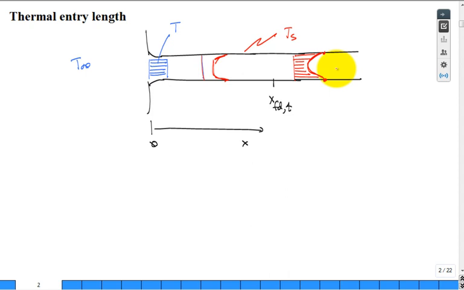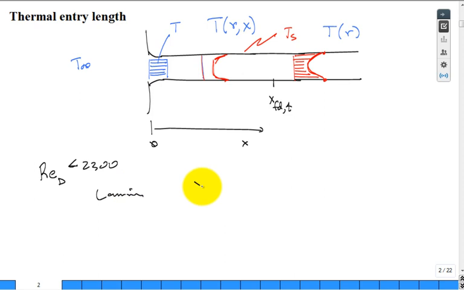So after this region, or length, the temperature is only a function of r. And before it, the temperature is a function of r as well as distance. It's developing. So what are our equations? Well, if the Reynolds number, based on the diameter, is less than 2300, we expect the flow to be laminar. So fully developed laminar flow.